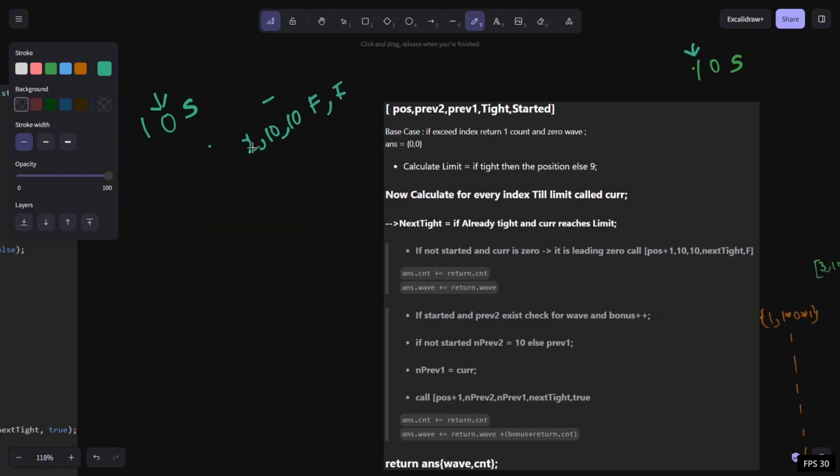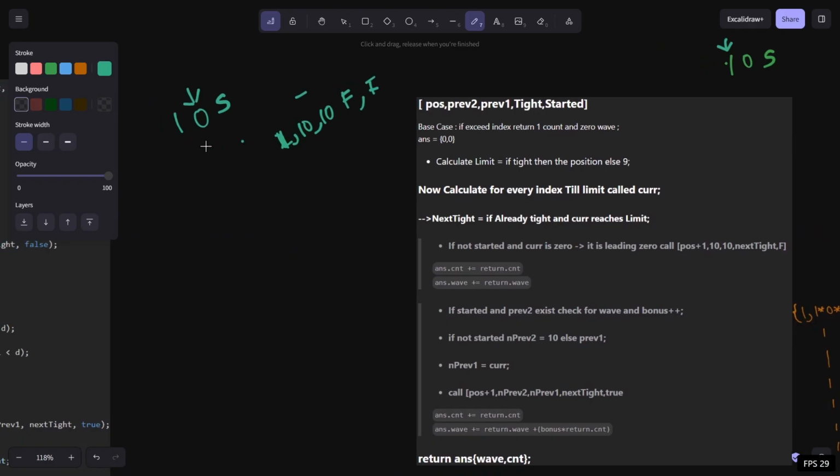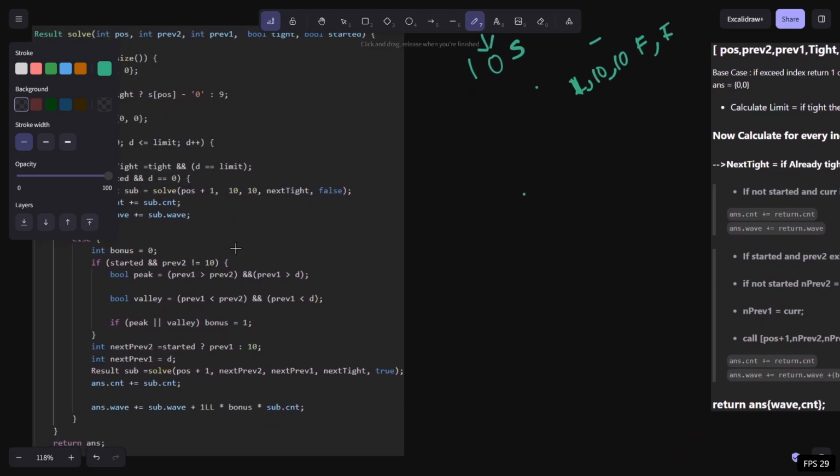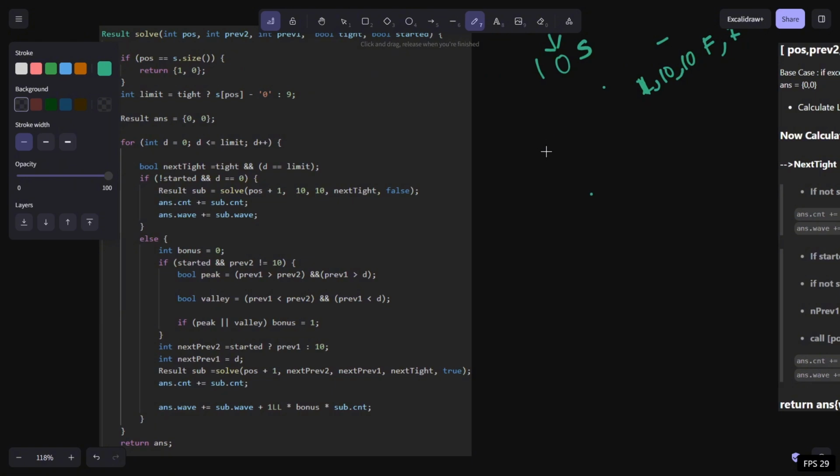We are currently at 1, so we are currently at the first index. So we got previous one and previous two as invalid. So we are going to check the limit. Is it tight? No, it isn't tight. So the limit is going to become 9. Limit equal to 9. And we have to count this.